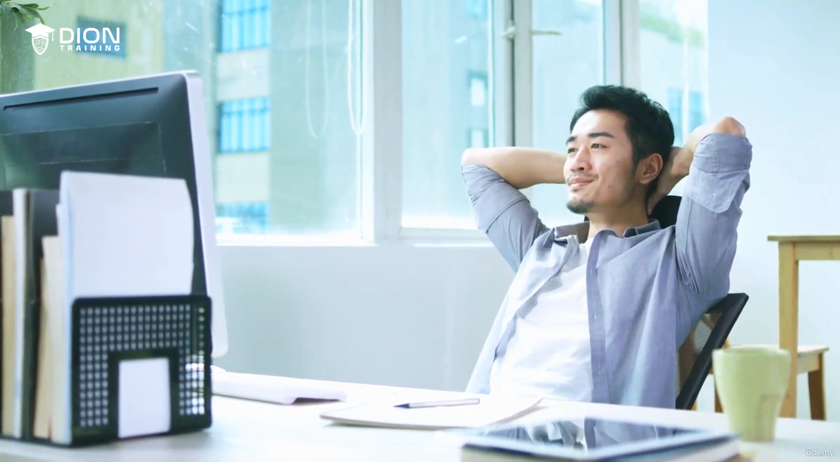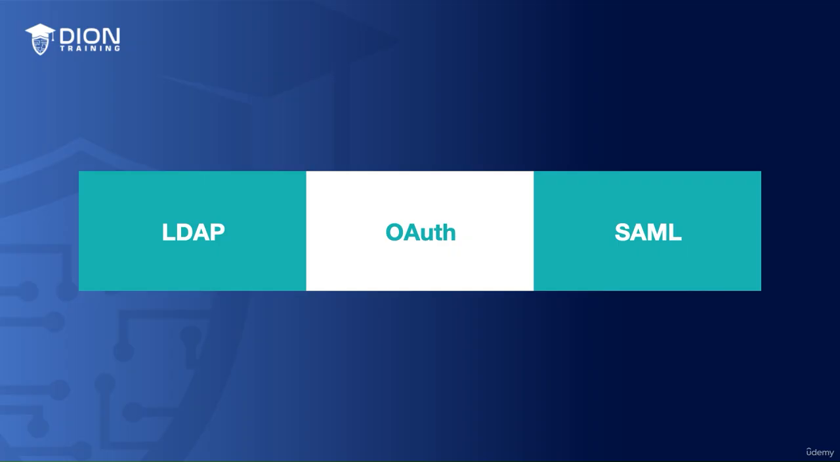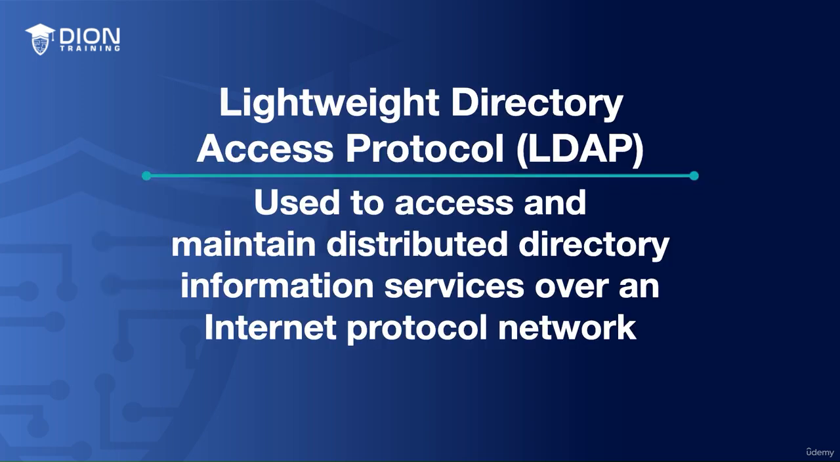To enable and support single sign-on, there are three commonly used protocols: LDAP, OAuth, and SAML. First, we have LDAP. The Lightweight Directory Access Protocol, or LDAP, is a protocol used to access and maintain distributed directory information services over an internet protocol network. LDAP can be used to look up encryption certificates, connect to printers and other services on the network, and provide a single sign-on capability where one password for a user is shared between many different services on the network.